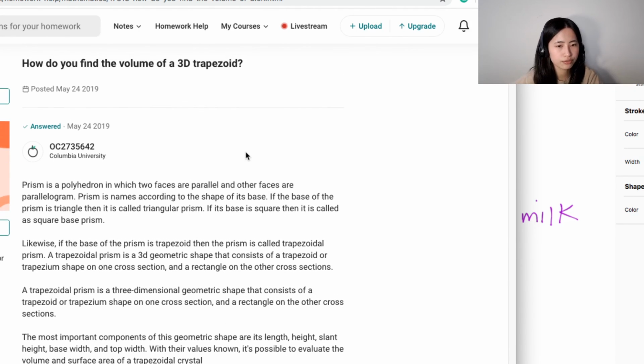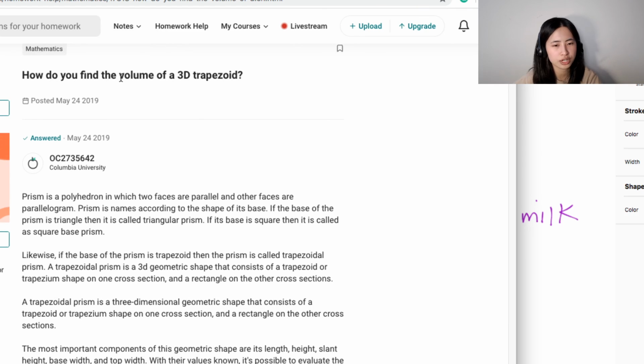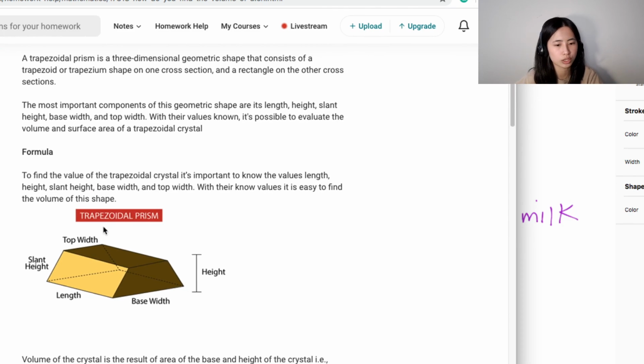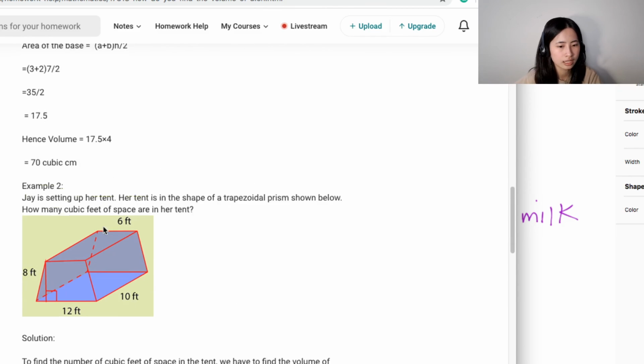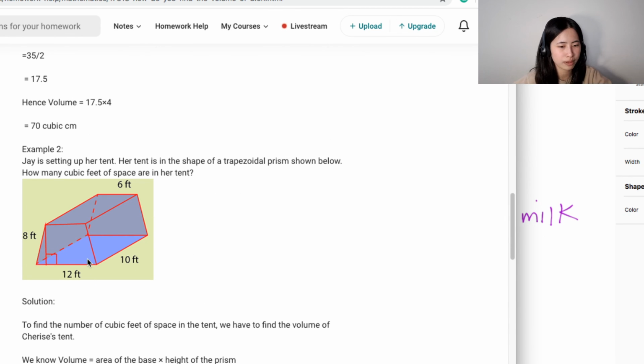Okay, so how do you find the volume of a 3D trapezoid? Instead of saying 3D trapezoid, I would reword this as a trapezoidal prism, because if you're looking at a trapezoidal prism, it would look something like this. I like this figure better because it actually shows you the bases, which is the trapezoid, right? Can you guys see this?